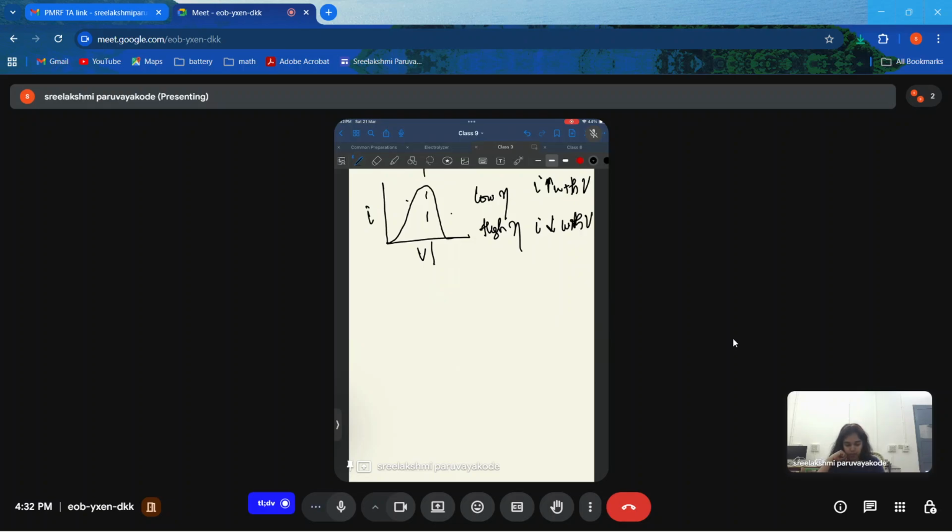So in the higher overpotential, you'll be seeing a negative impedance. That's what this mechanism is talking about. So is this clear?